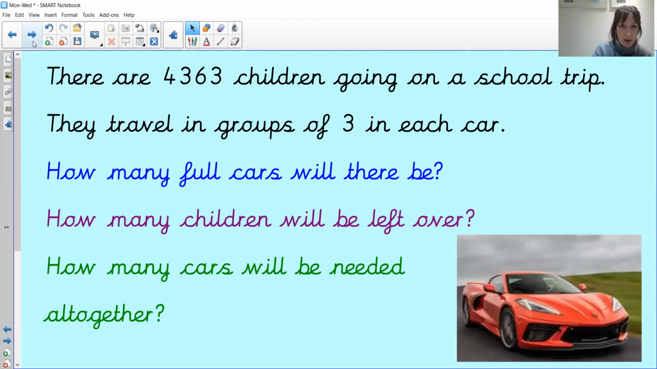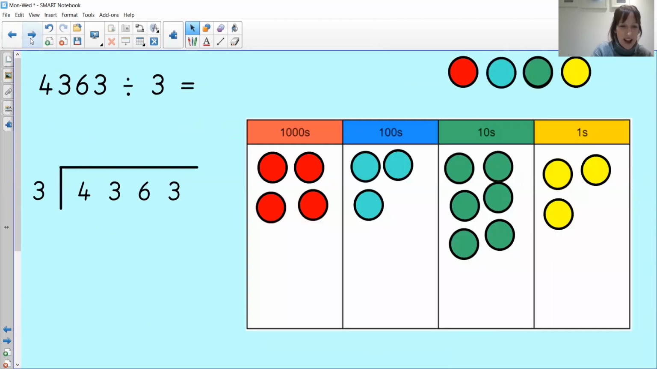Let's have a look at another problem. Okay, there are 4,363 children going on a school trip. They travel in groups of 3 in each car. How many full cars will there be? How many children will be left over? How many cars will be needed altogether? How many of you would like to go on a school trip in one of those cars? Let's have a look at our question and let's do the working out and solve that problem. So again, here's our question.